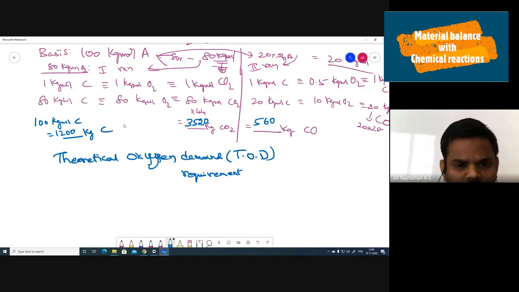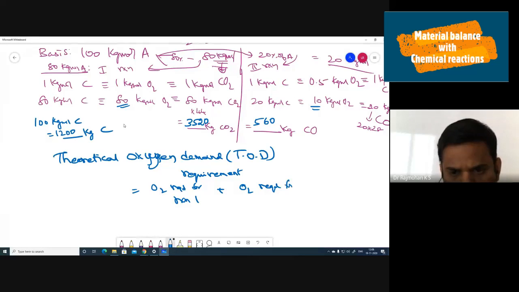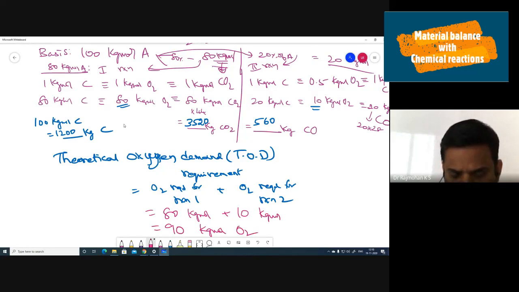So theoretical oxygen requirement is equal to, theoretically, as per the stoichiometric reactions, how much kg mole of oxygen is required. So oxygen required for reaction 1 plus oxygen required for reaction 2, right? Here 80 kg moles plus here 10 kg moles. In total, 90 kg moles of oxygen is required.